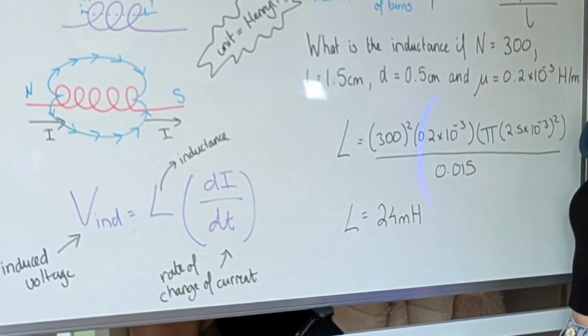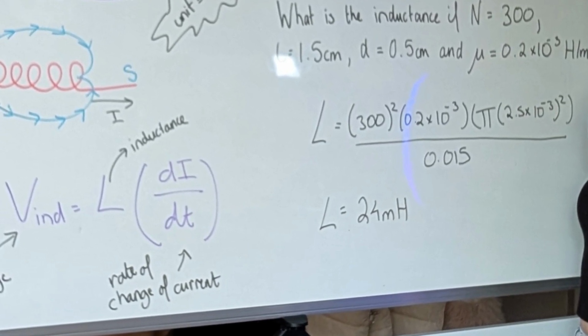Here I've demonstrated a very simple mathematical problem where given the number of times the wire is wrapped around, we know that the area is pi r squared, so we need to extract the radius. The permeability is given, and so is the length. The unit for inductance is Henry, and usually we won't be using that unit very often because that is a very large value. Usually inductors are very, very small, in the range of millihenries.